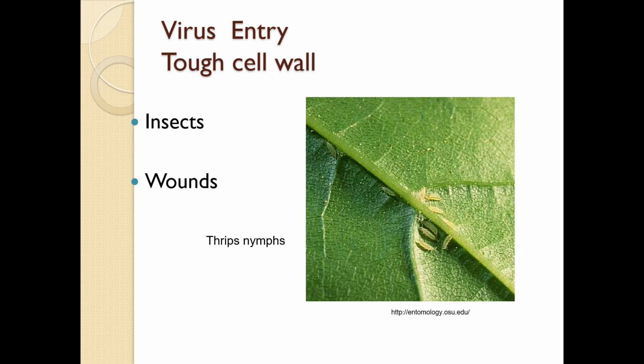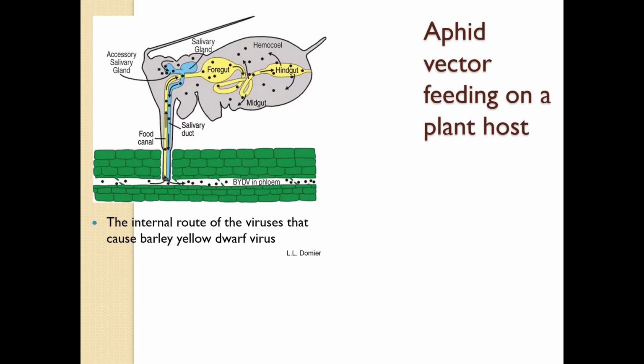So virus entry into a tough cell wall can happen through wounds, can happen through insects, and of course thrips are one of the worst transmitters of viral diseases to plants. So I've got a great video of this, but this is what it looks like when an aphid vector feeds on a plant host. It comes in through the food canal and goes out through the salivary duct, and this is what it looks like inside of aphid with barley yellow dwarf virus.